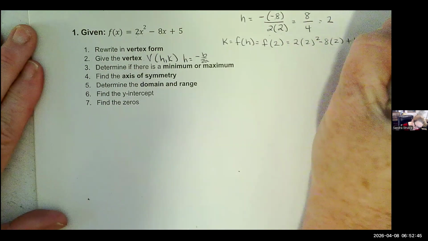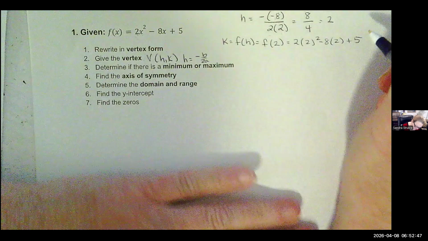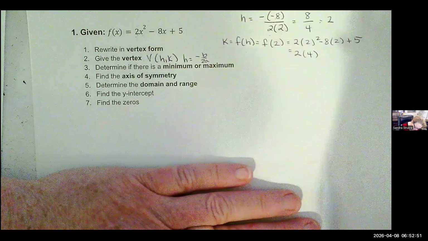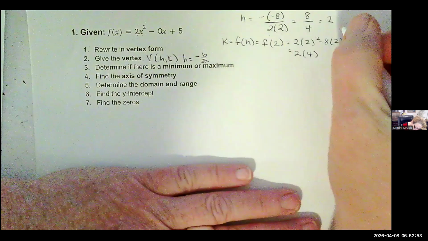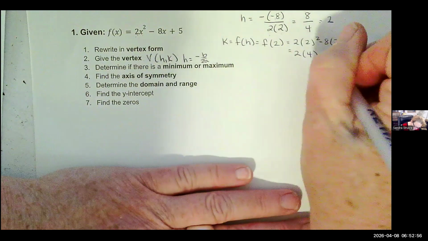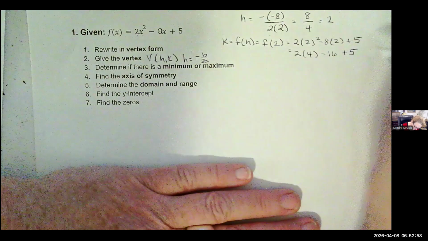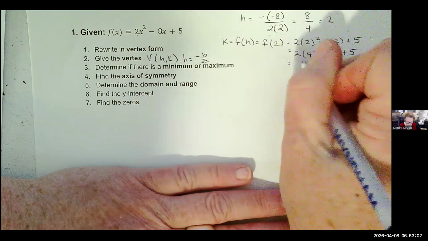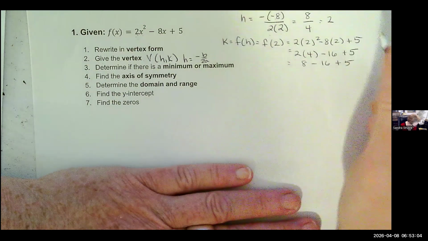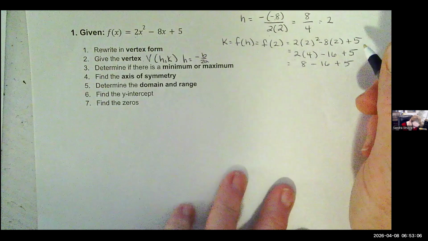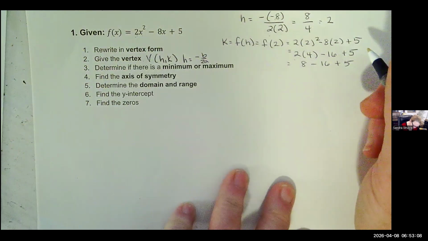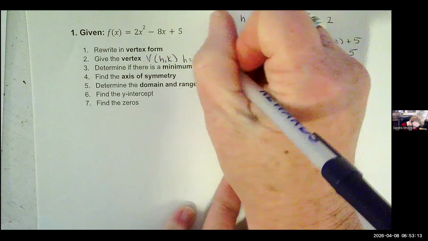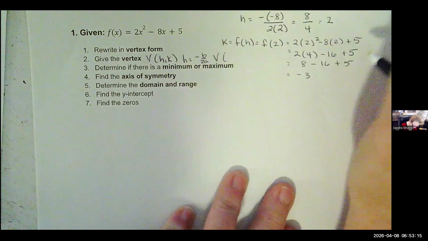All right, I'm not going to skip steps here. 2 squared is 4. Negative 8 times 2 is negative 16 plus 5. 2 times 4 is 8 minus 16 plus 5. And I do not have a calculator. Of course I don't. So I'm going to use my notes over here. That is negative 3. So my vertex is (2, negative 3).